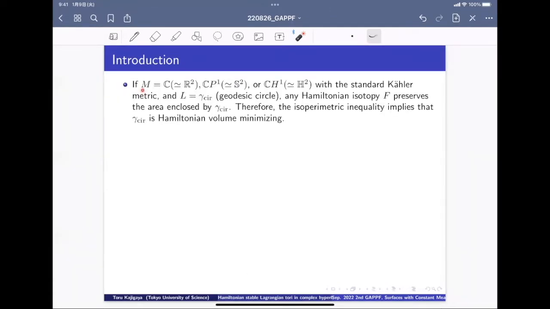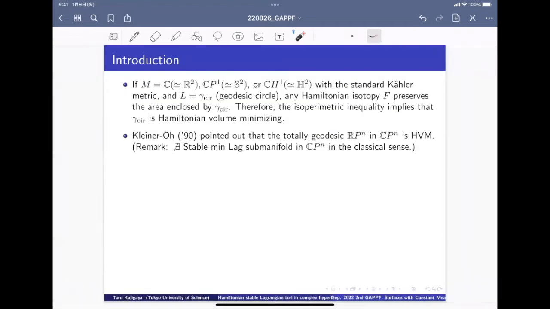For example, if M is the complex plane, CP^1, or CH^1 with the standard Kähler metric, and L is a geodesic circle, this is exactly the previous example. Any Hamiltonian isotopy F preserves the area enclosed by gamma because F is a symplectomorphism, and in this case, the symplectic form is exactly the area form on M. Therefore, the isoperimetric inequality implies that the geodesic circle is Hamiltonian volume minimizing.